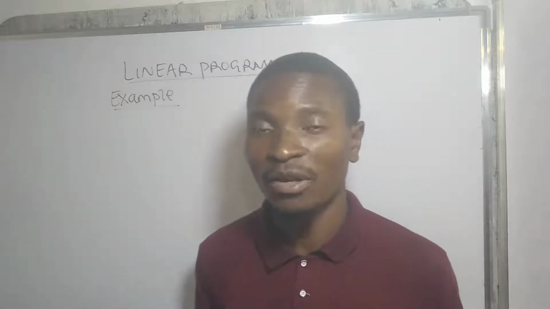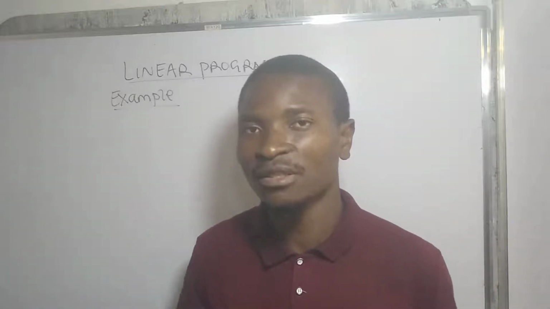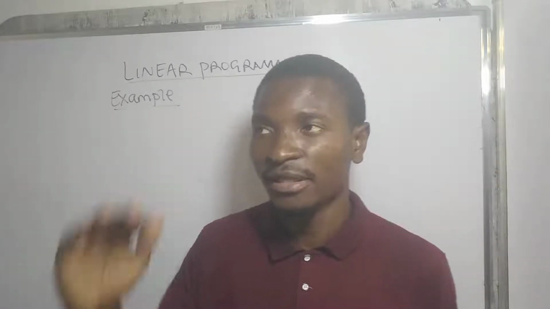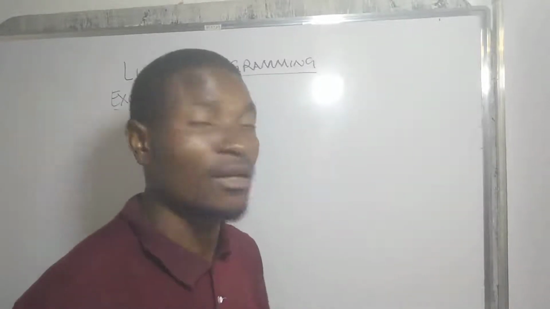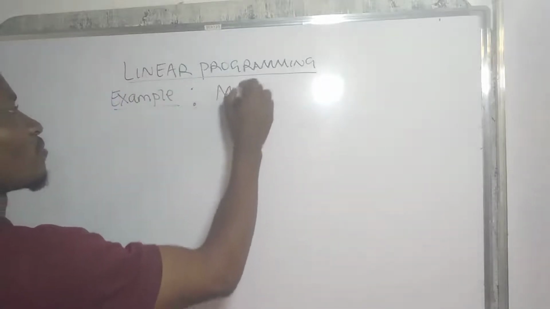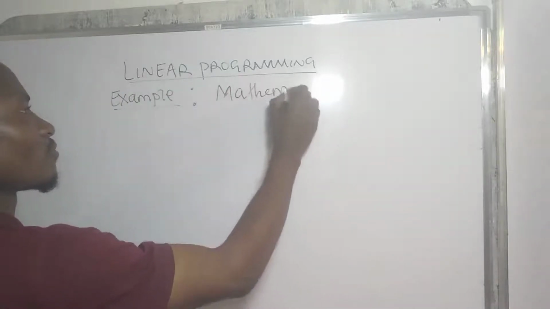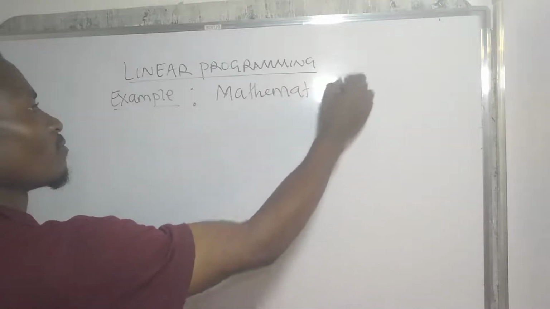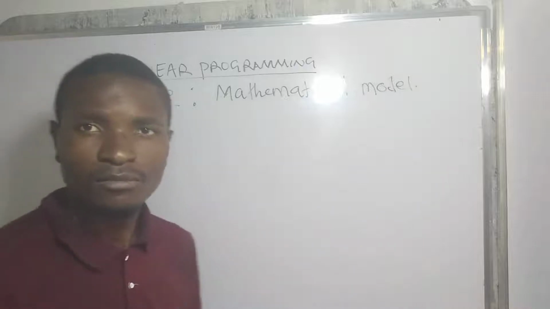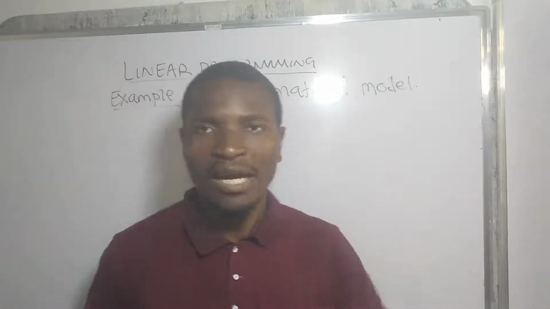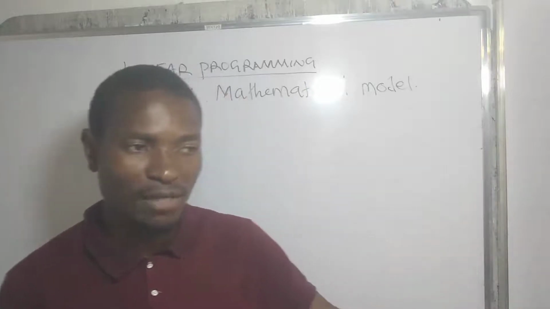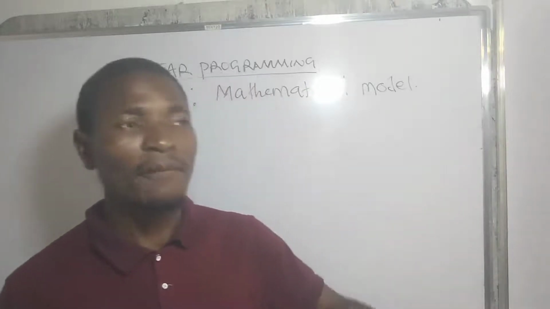This is linear programming, and the first part that we'll be doing is an example. It's introductory, under what is known as a mathematical model. What we mean by mathematical model is that something must be modeled mathematically.